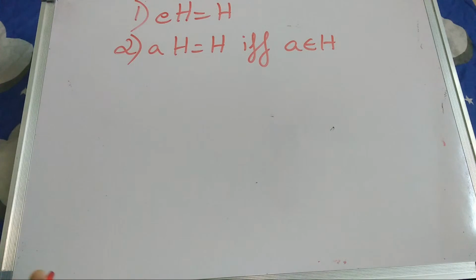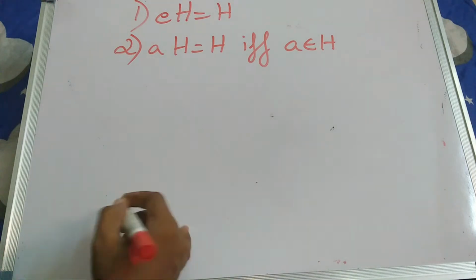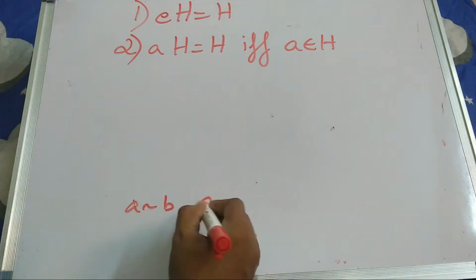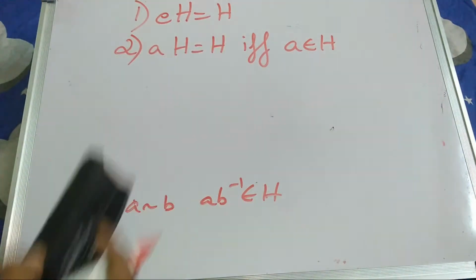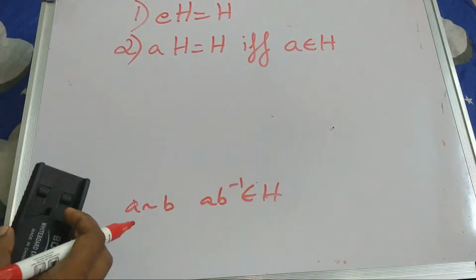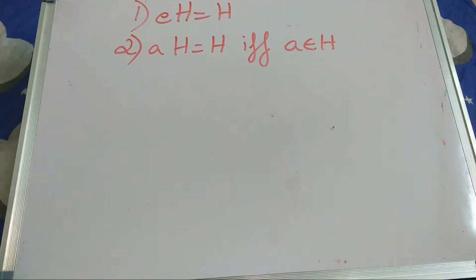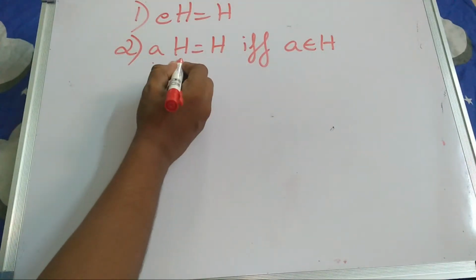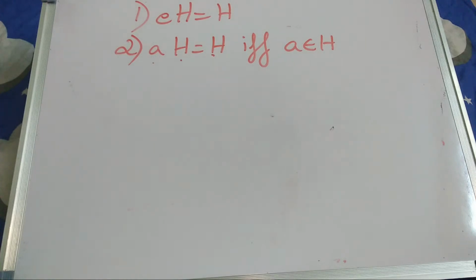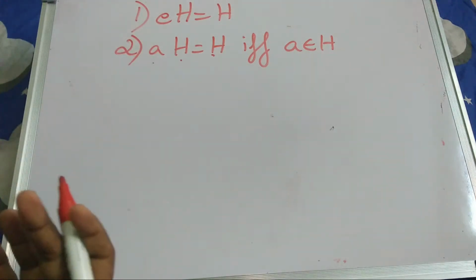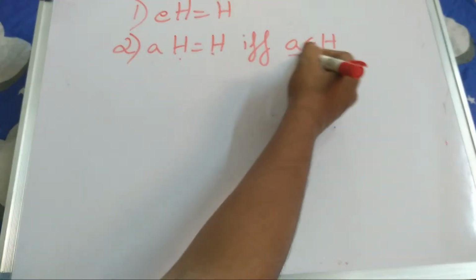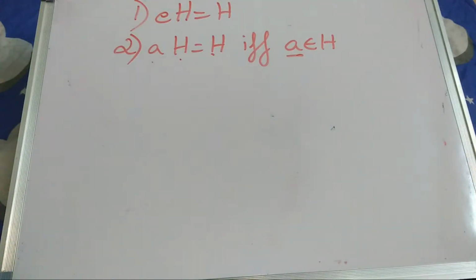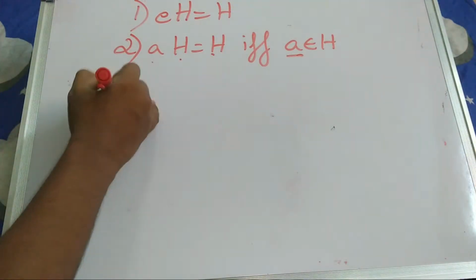So how did we define the cosets? We defined it using an equivalence relation. We said that a and b are related whenever ab inverse belongs to H. So we are going to prove that this coset is equal to this coset using this definition. So aH will be equal to the subgroup itself, the left coset or the right coset for that matter, Ha or aH will be equal to H if and only if the element we consider is in the subgroup.